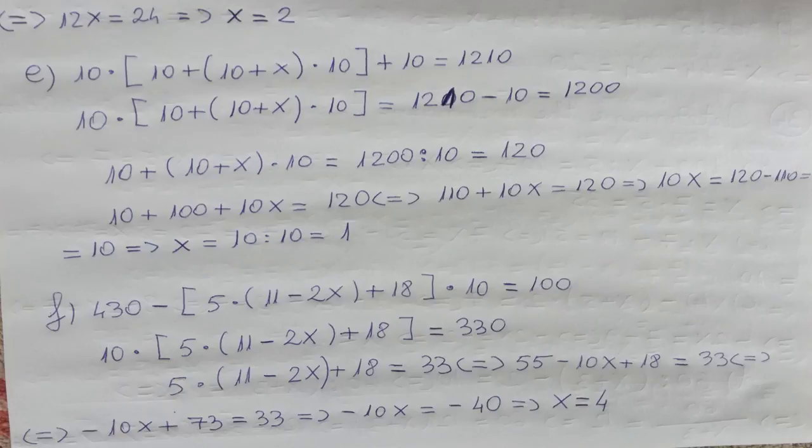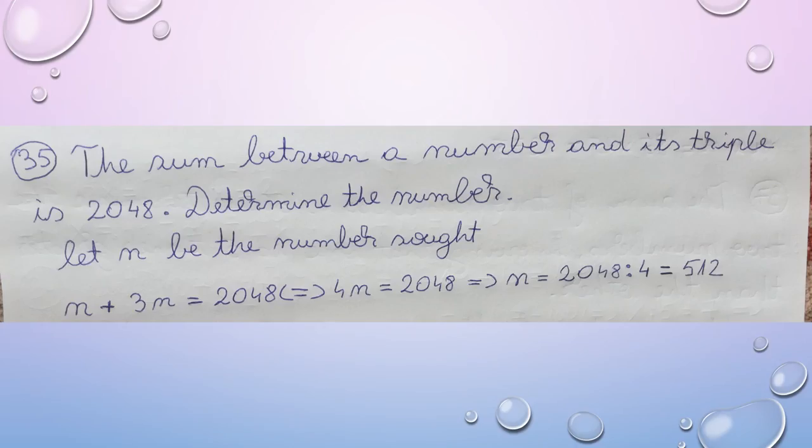In point E, we do first the calculations in the round brackets and then the calculations in the square brackets. By doing the calculations shown, we obtain that x is equal to 1. The same rule applies in point F and we obtain that x is equal to 4.